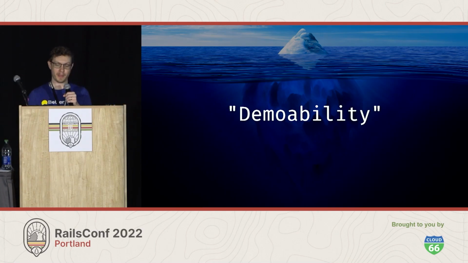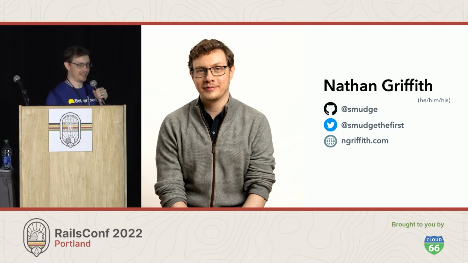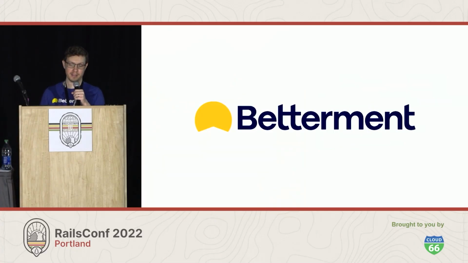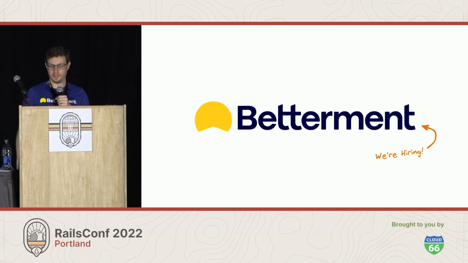And so who am I? Well, let me introduce myself. My name is Nathan. I exist online in a few places. I also exist in real life, and I work at a company called Betterment. You might have heard of us. We offer financial advice, investing accounts, retirement, you name it. I like to say that our top product is financial peace of mind, and I should mention that we're hiring.